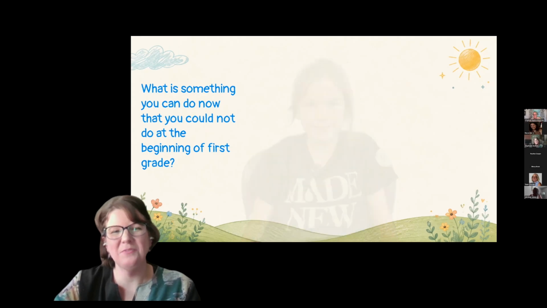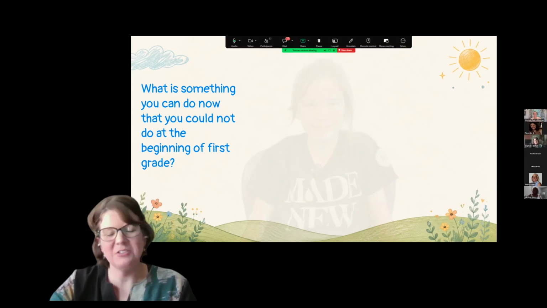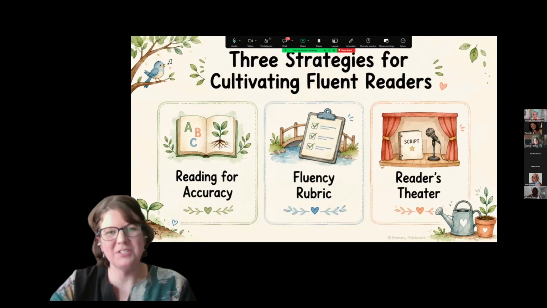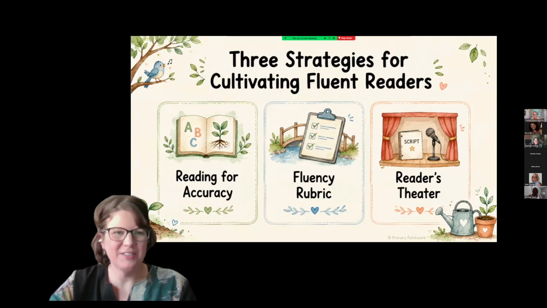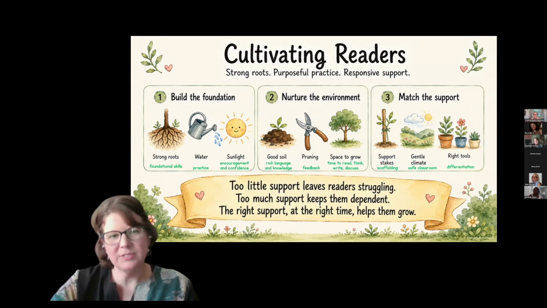So she did that interview with a graduate assistant at my school, and I didn't watch it until later, and I thought that was just cool that that's what she said. So the three strategies we've talked about are reading for accuracy, the fluency rubric, and Reader's Theater. And I had to bring my analogy to fruition here, but you can look at all the connections at a later time. The main thing I want to say here is that if we give too little support to our students, they're going to be struggling.